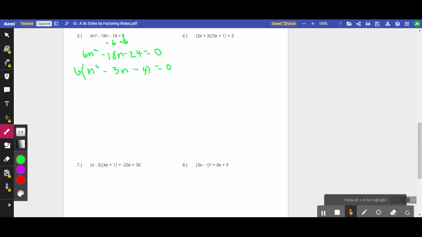So you'll do a times c, so negative 4 times 1. So you'll need factors of negative 4 that add to give you negative 3. So I need a positive and negative. So there you have to use negative 4 and positive 1 because they would multiply to negative 4 and then add to give you the negative 3. And then for the coefficient ones, you can use your shortcut way. So one of your factors will be n minus 4, and your other one will be n plus 1. And then remember your 6 is still up front, so you can stick it back out there.